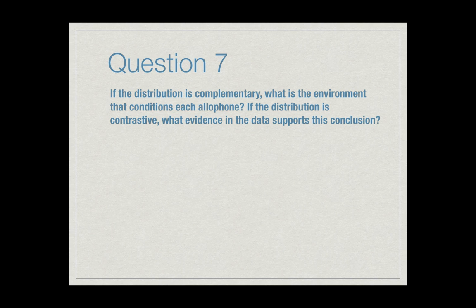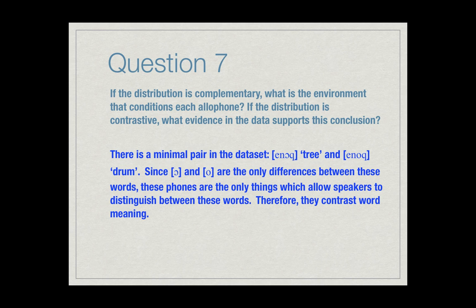Now, question 7 asks, if the distribution is complementary, what is the environment that conditions each allophone? If the distribution is contrastive, what evidence in the data supports this conclusion? We decided that the distribution is contrastive, and the evidence for this is the minimal pair that we discovered in the dataset. To answer this question, we can just state this explicitly. There is a minimal pair in the dataset, Enoch, tree, and Enoch, drum. Since aw and o are the only differences between these two words, these phones are the only things which allow speakers to distinguish between them. Therefore, they contrast word meaning.